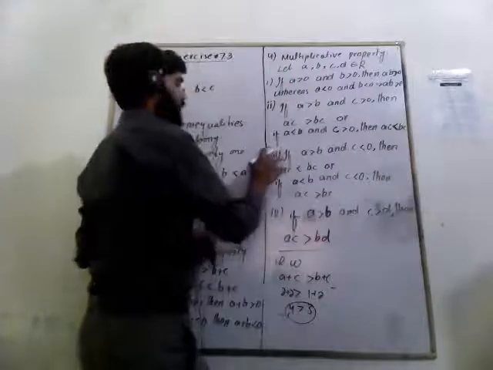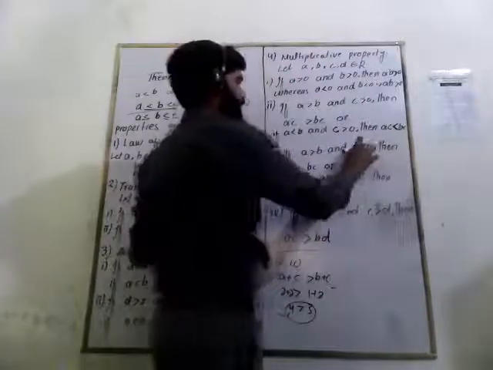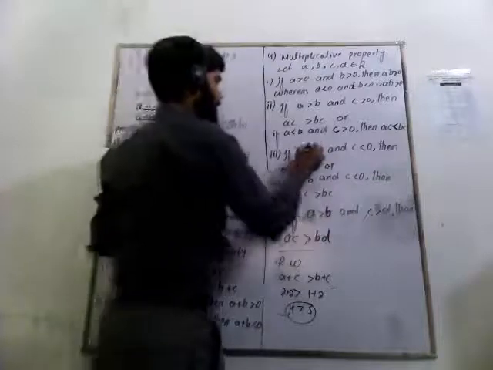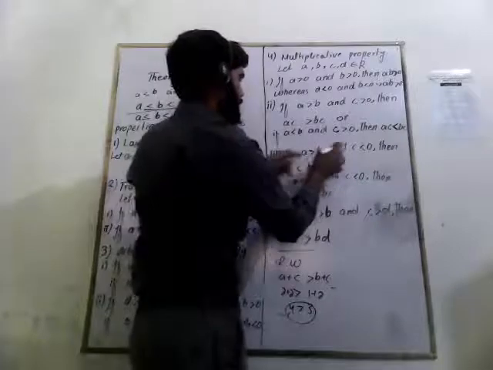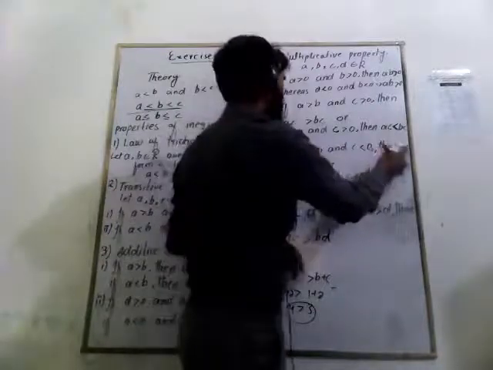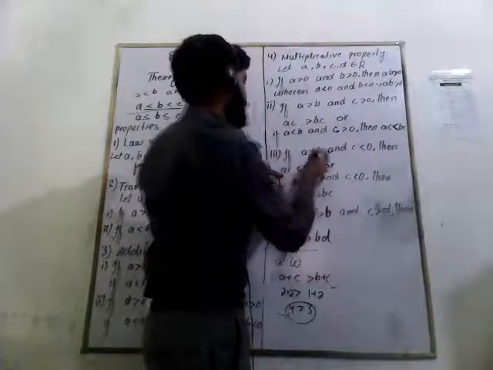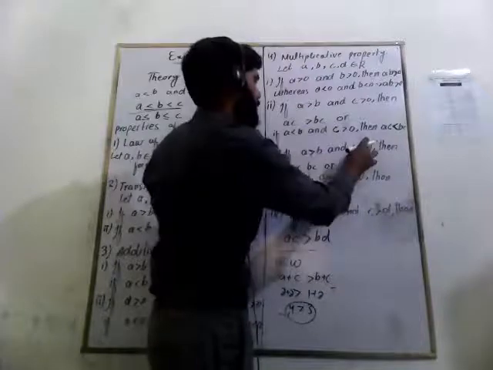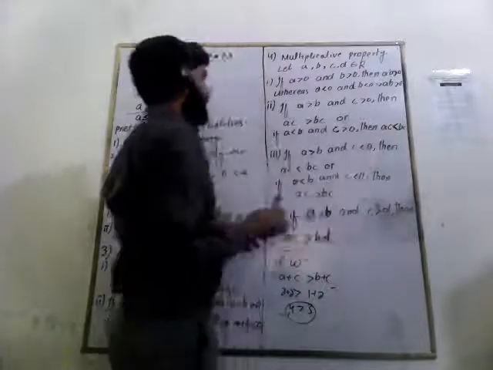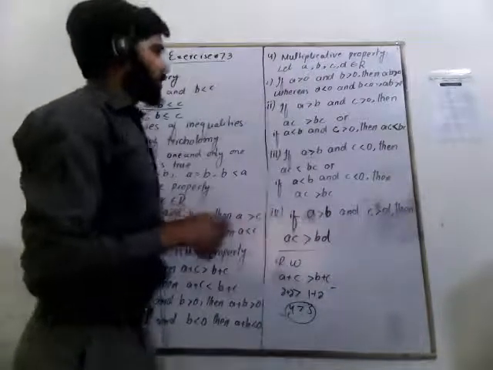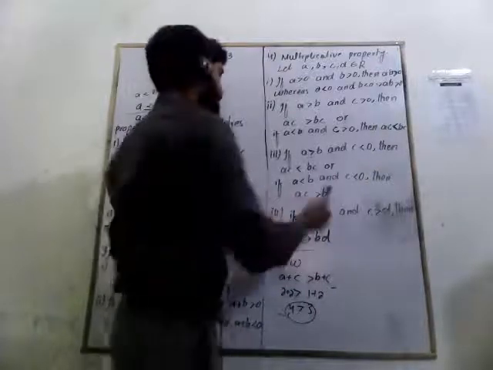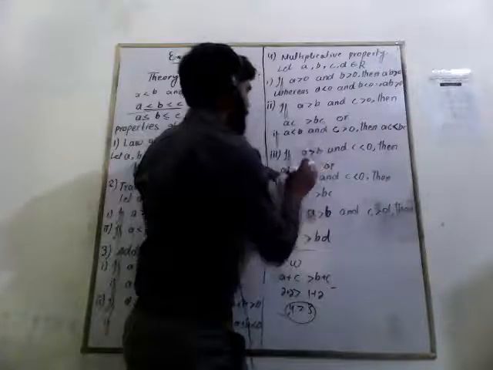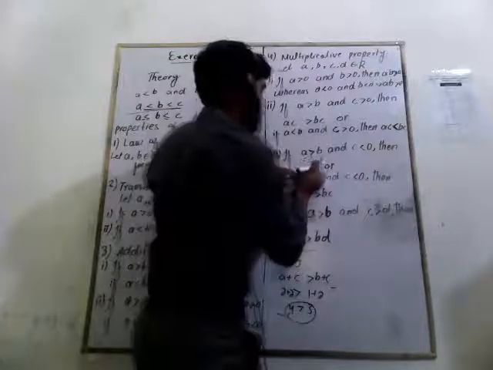In the third case, c is negative, so here the inequality sign will change. If a is greater than b and c is less than 0, then c is multiplied with a, and the sign will change, because a negative number is coming, since less than 0 is negative. When any inequality is multiplied by a negative number, the inequality sign changes. So here greater than becomes less than, giving b into c.